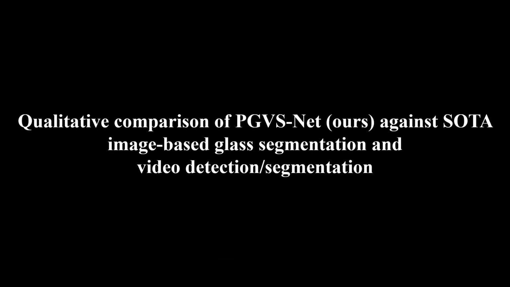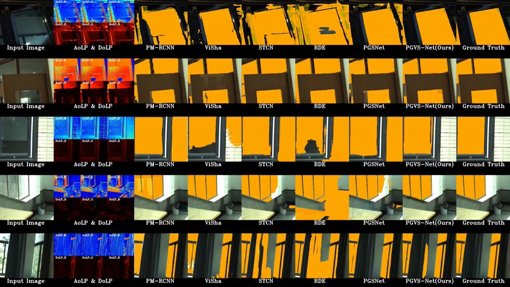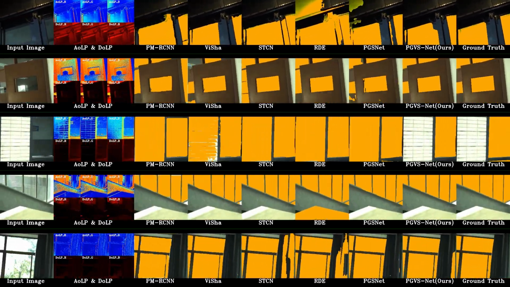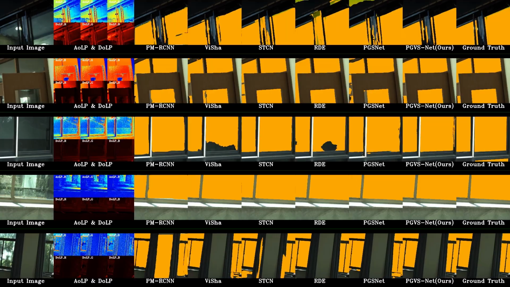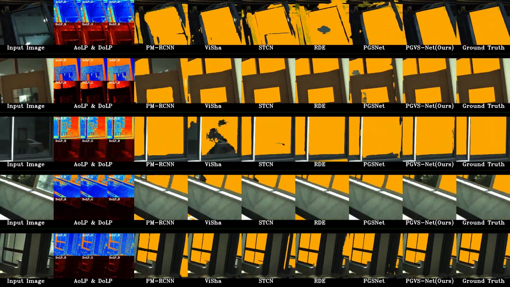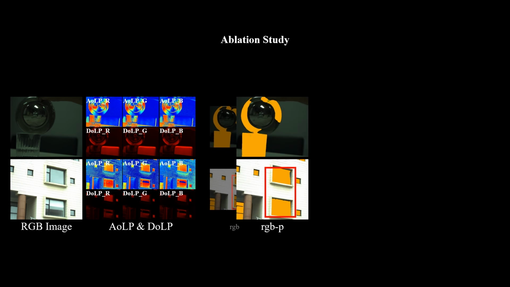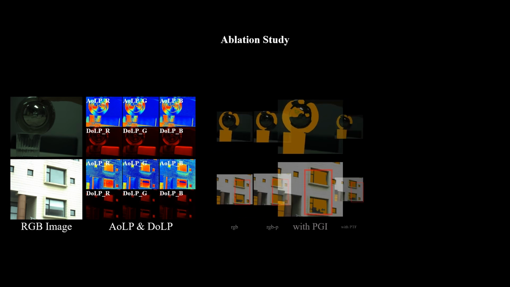Next is the qualitative comparison: PGVSNet against the state-of-the-art image-based glass segmentation and video detection and segmentation methods. We retrain all methods on the PGV117 dataset and evaluate them on the 32 test sequences. We validate the impact of each component in PGVSNet by disabling one or more components and comparing the performance on the PGV117 test set.